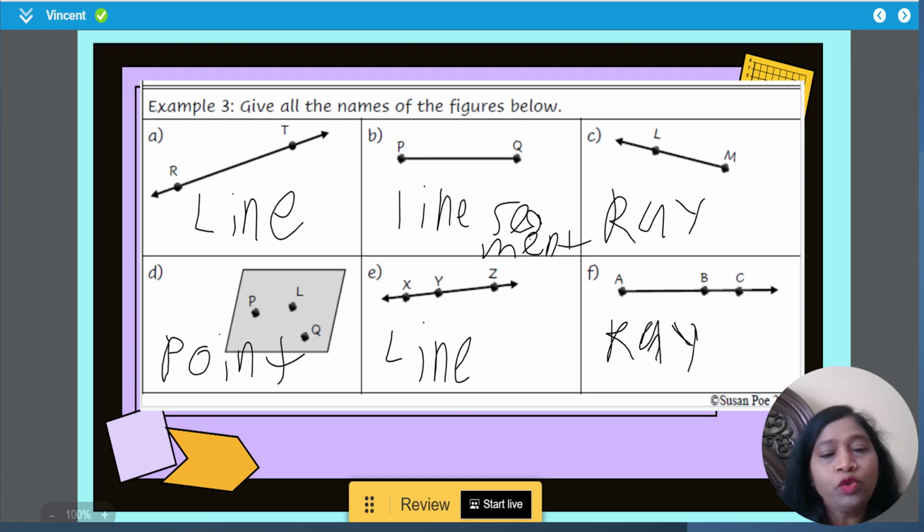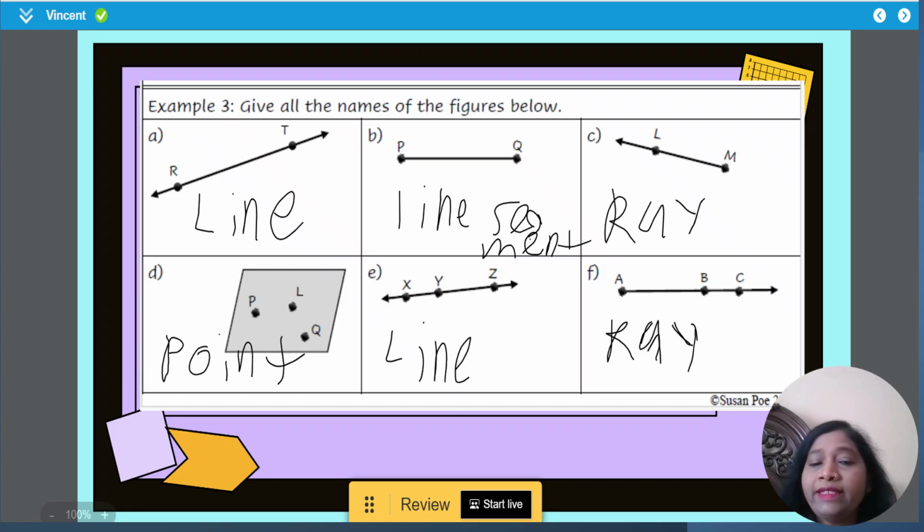Vincent, I want you to write the name of the line, that is RT, and put a line above it with the 2 arrows to mention it. And the other name of RT is TR. And same thing, you put a line and 2 arrows on top of RT. Okay. And you wrote all of it correctly, but I want you to name the figures too.